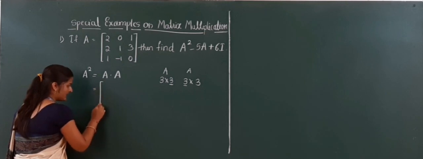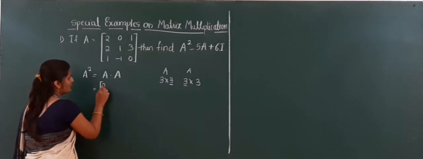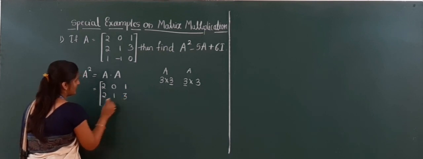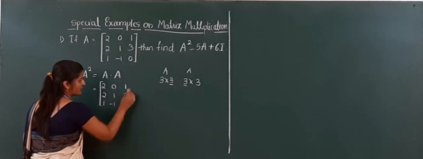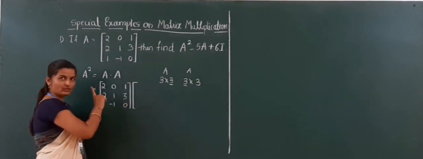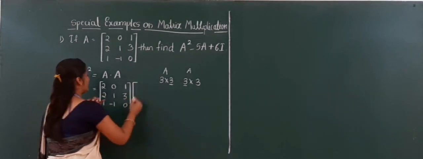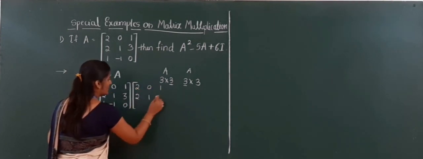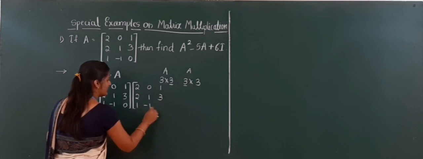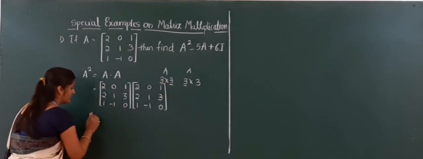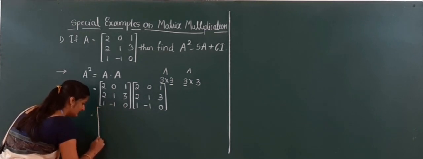So our A matrix is 2, 0, 1, 2, 1, 3, 1, minus 1, 0. And next again A matrix, we have to multiply A by A. So again A matrix is 2, 0, 1, 2, 1, 3, 1, minus 1, 0. Okay. Next I will multiply A by A.